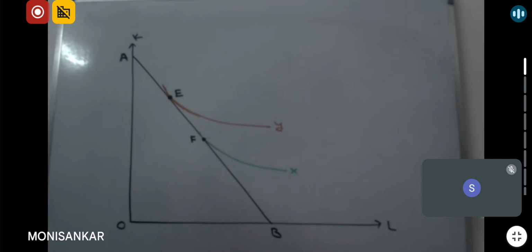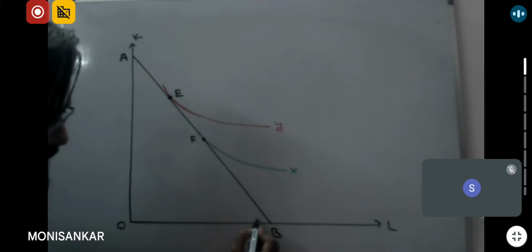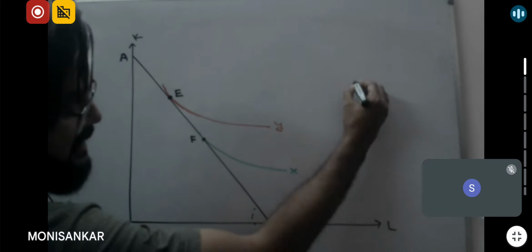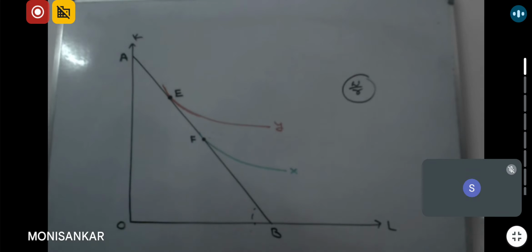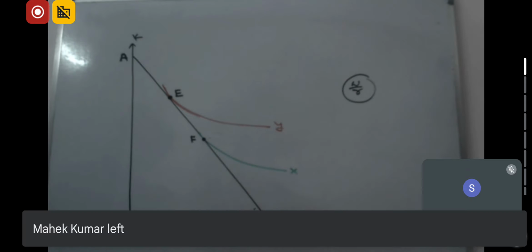And the isocost line AB. If this is the isocost line AB, this angle is basically W by R. So this is W by R. This represents the relative price of labor in country one. So this is the isocost line of country one. Now we derive two isocost lines for country two.